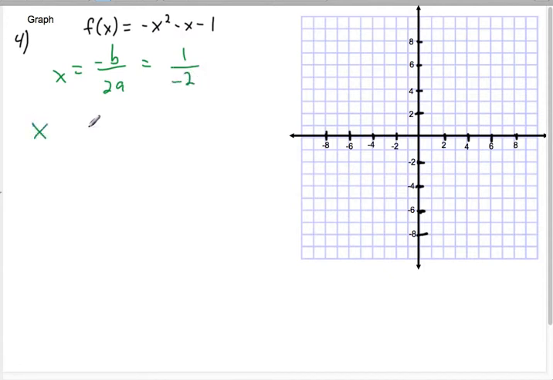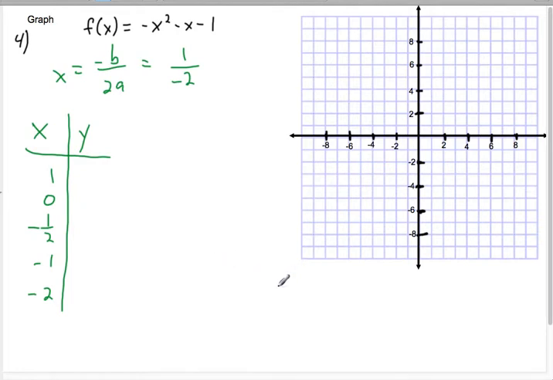So now we're going to make our xy chart. Keep in mind this is a negative a value, so we expect it to look like an n. If it doesn't, we've made a mistake and we need to try again. So negative 1 half is surrounded by 0 and negative 1, and then negative 2 and 1. So we expect this to be the middle, and then these two to be the same, and then these two to be the same.